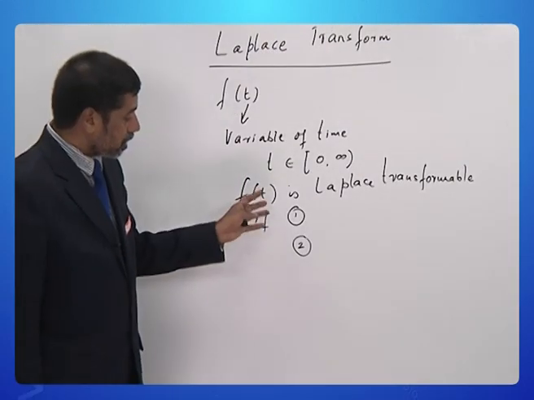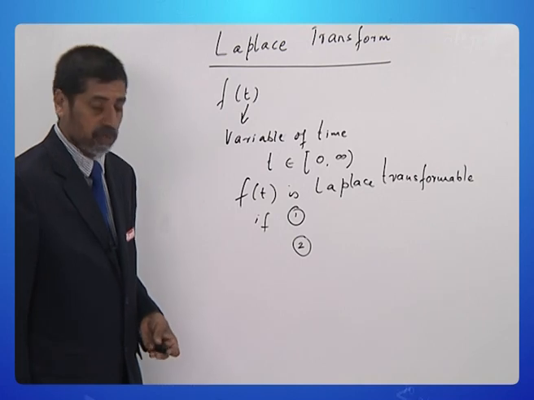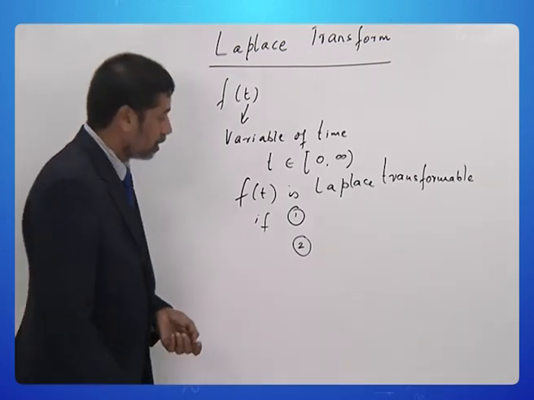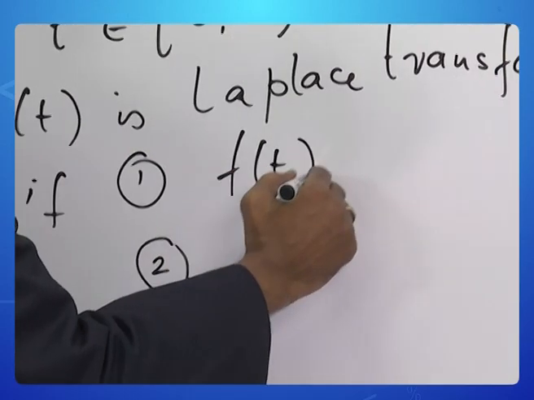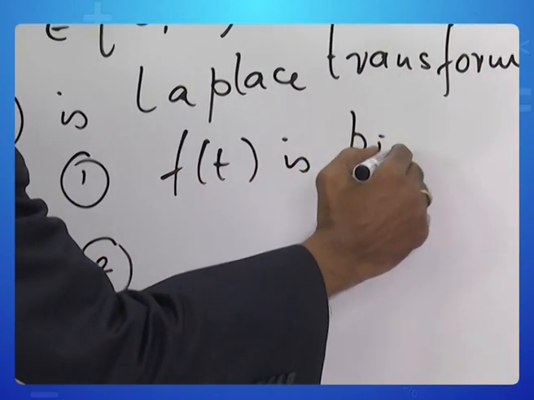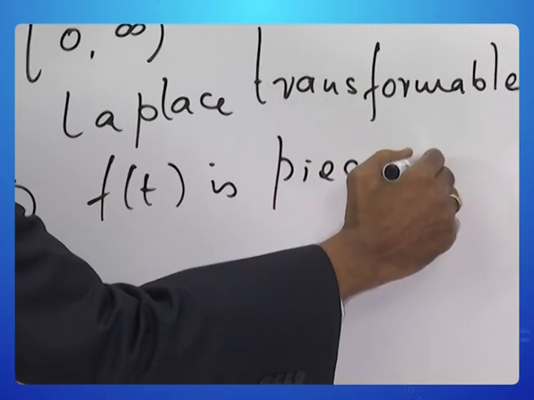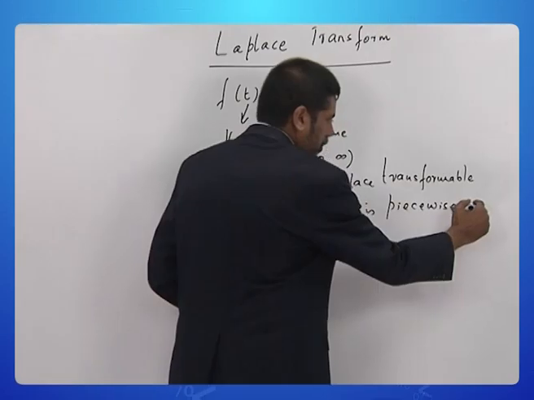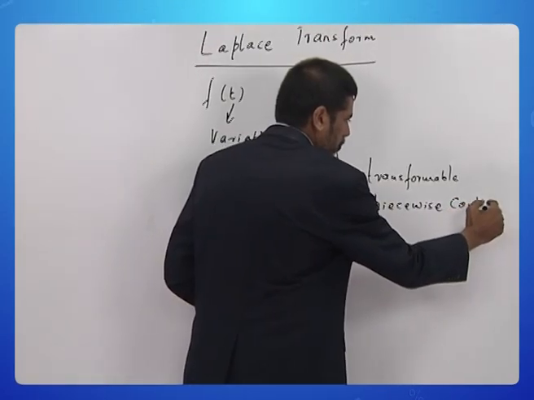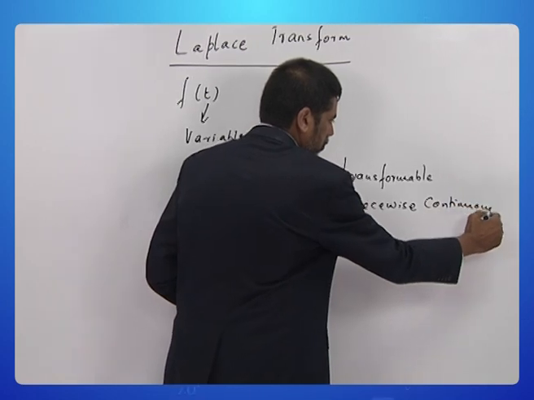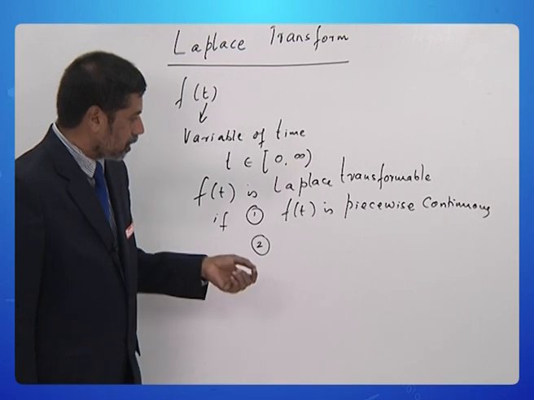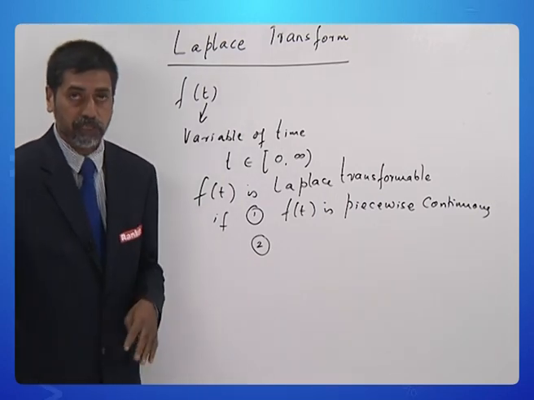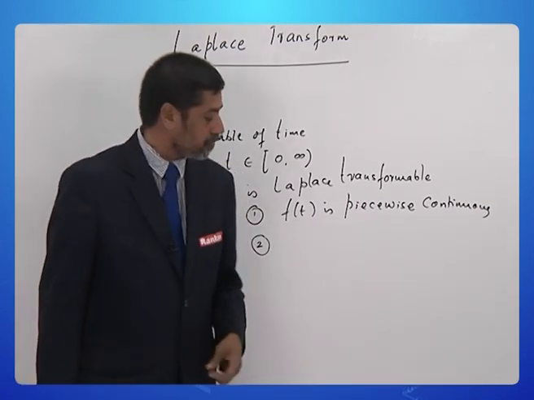These two conditions are extremely important, otherwise you cannot really transform. The first one is f of t is piecewise continuous, right? There must be no jump discontinuities. That's very, very important about these things.